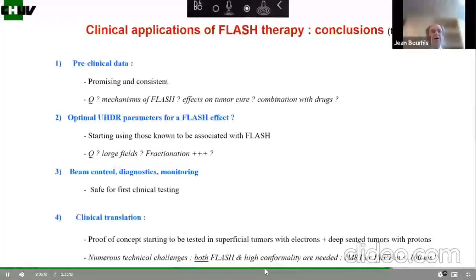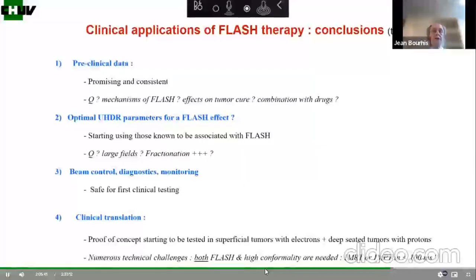So from the preclinical data, I think we can say that the results are promising and consistent. A lot of questions on mechanism, on tumor cure. Is it going to be confirmed that we have the same tumor cure? And combination with drug also is an issue that we need to address.